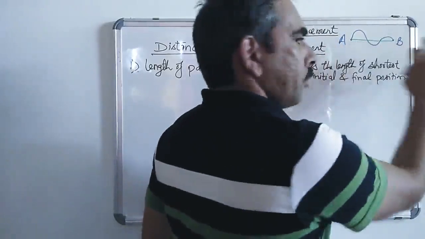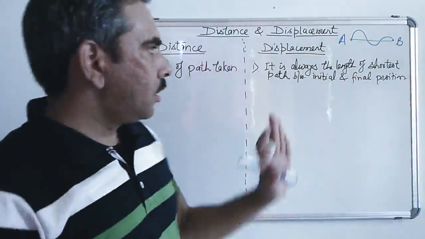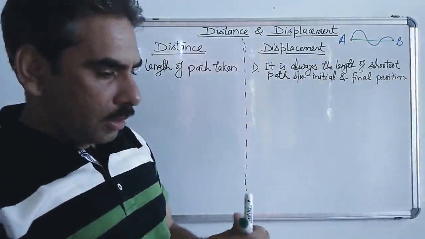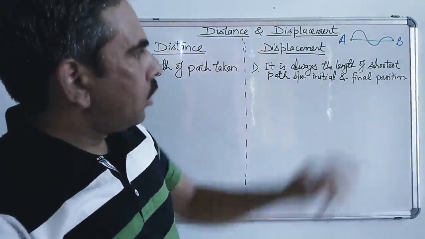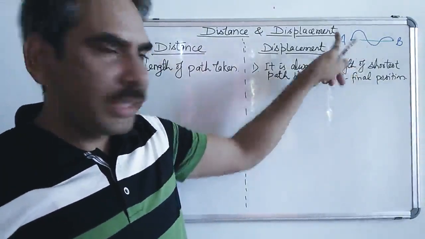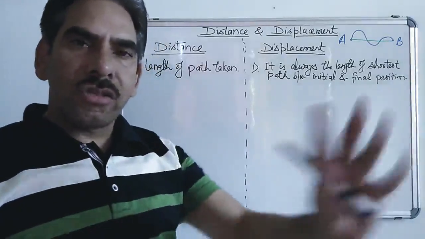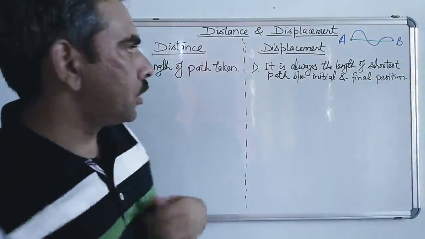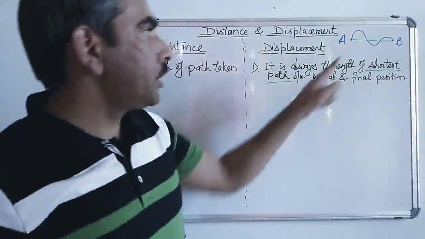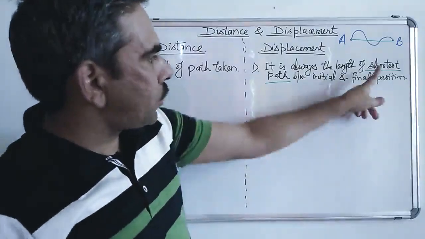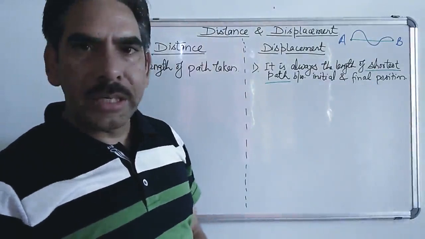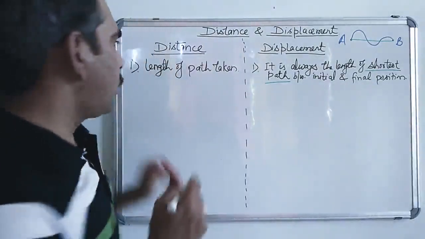This path may or may not exist, but it is the length of the straight line path between the initial and final position. It may or may not be feasible, but we always take the displacement as the straight line distance between the initial and final position. So the shortest path is the one which is along a straight line. In place of shortest path, you can also say straight line path. So this is the first point of difference.